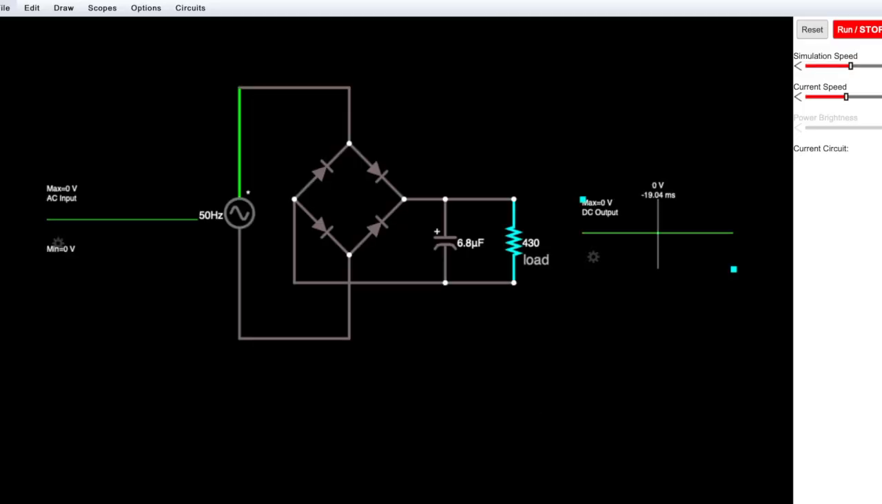Before I start, let's have a quick overview of the simulator. This is a free online analog circuit simulator. The link to this is in the description below. You will not need to install anything at all. Everything will run in your browser. You won't even have to log in.